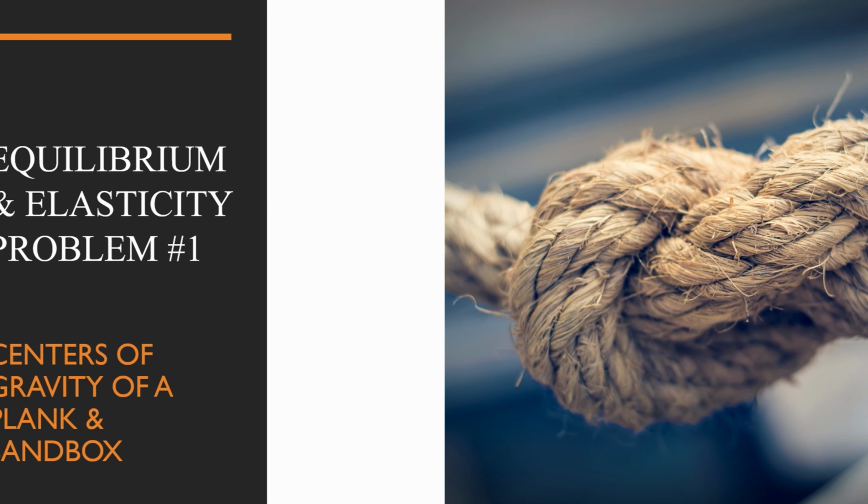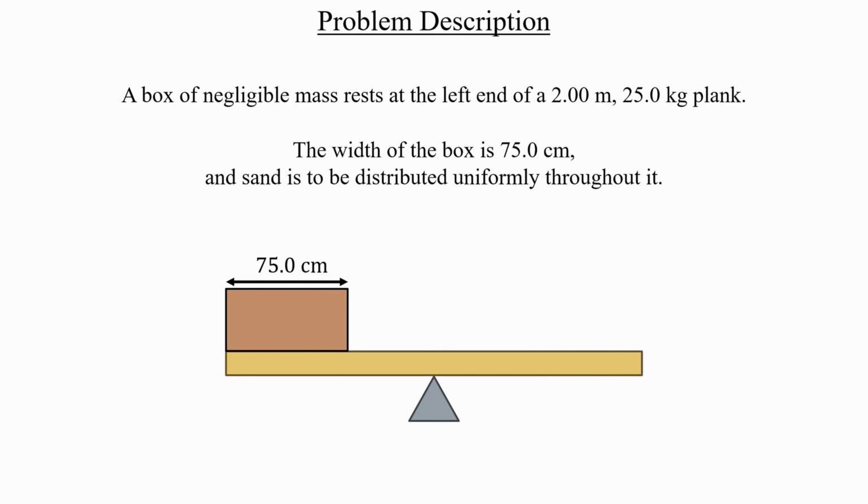In this one, we're given a picture of a box and a plank that are positioned on top of a fulcrum. The plank is 2 meters long and has a mass of 25 kilograms, whereas the box is 75 centimeters wide and has a negligible mass. Our plan is to fill this box up with sand.